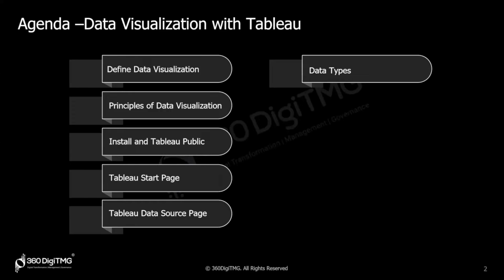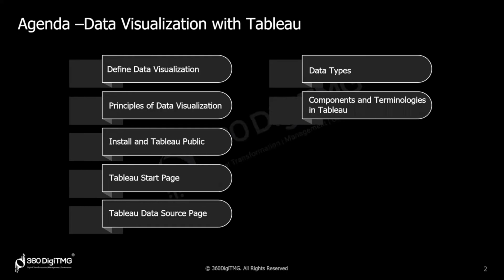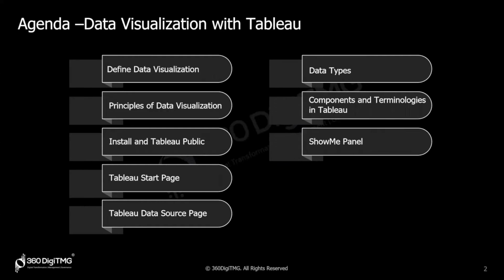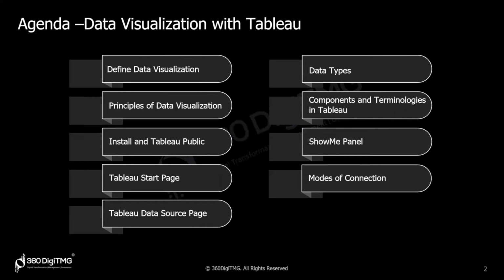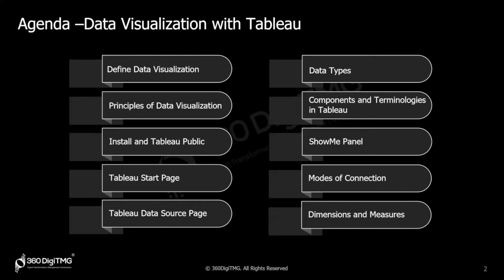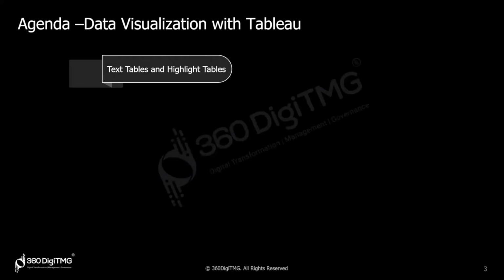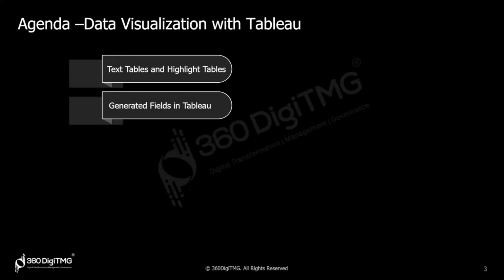We will look at what are the data types supported by Tableau. Try to understand the components and terminologies which are used. Understand about something called as the Show Me panel, different modes of connection, and we will be looking at the difference between dimensions and measures. We will also look at creating some basic charts in Tableau, like text tables and highlight tables.